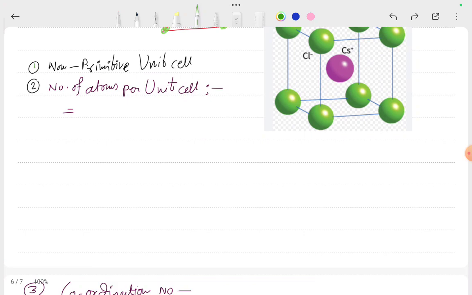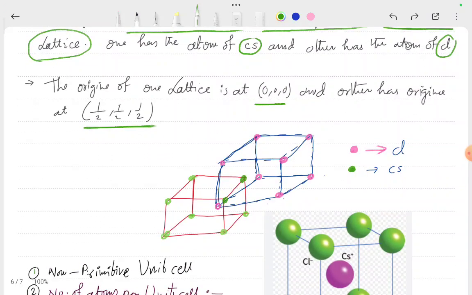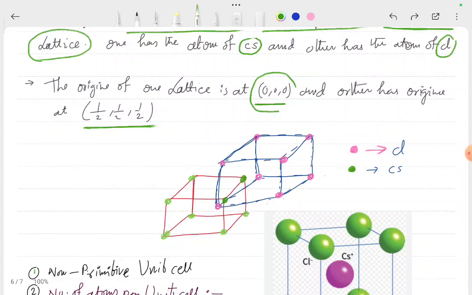No, I just told you wrongly. One second. I just read about that. The origin of one lattice is at point 0 0 0, and the other is at half. Okay, I have just cleared it. Half means it is located at the body center position of a cubic lattice which is made of Cs. Just look at the pictures.